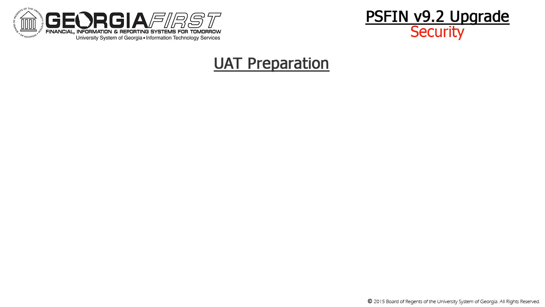As you can see, there are not too many changes to the processes you perform as a local security administrator. Of course, the application looks a little different, but how you do things is not changing very much. Up next is the Security UAT session. What do you need to do to prepare for this and for Go Live?